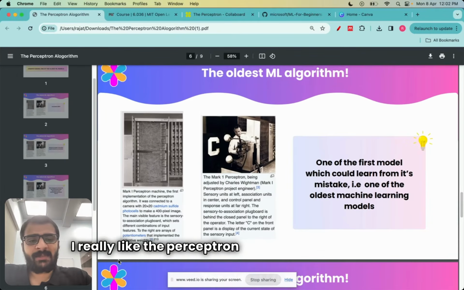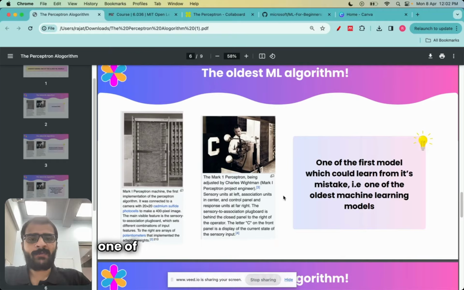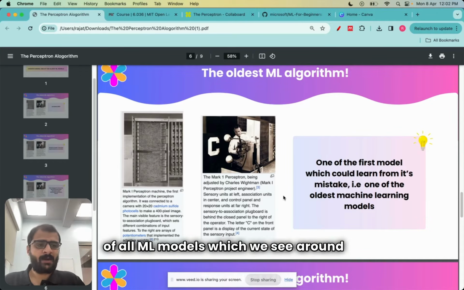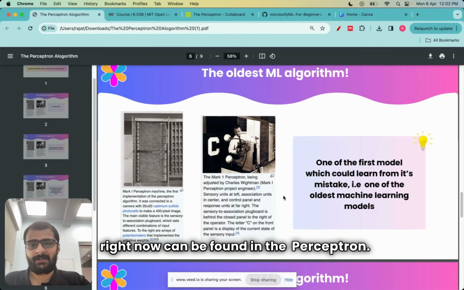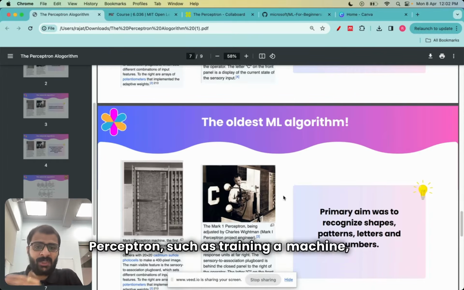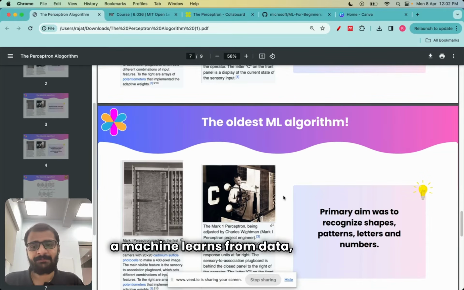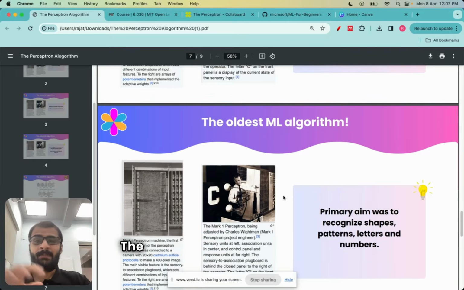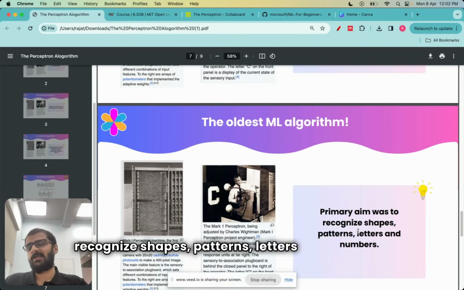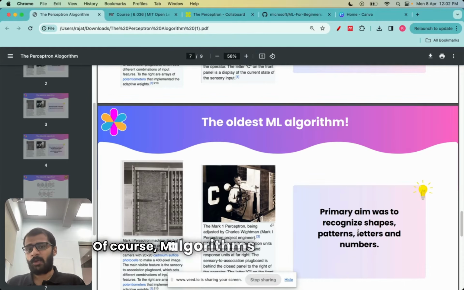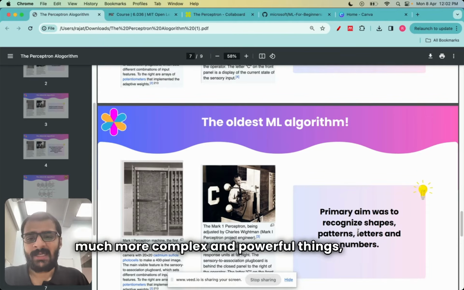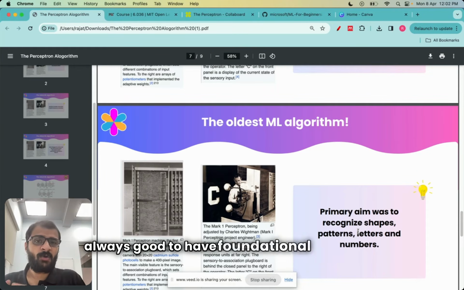I really like the perceptron algorithm because it is one of the oldest ML models, and the roots of all ML models which we see around us right now can be found in the perceptron. We can learn several things from the perceptron, such as training a machine, how a machine learns from data, etc. The primary aim of the perceptron when it was developed was to recognize shapes, patterns, letters, and numbers. Of course, ML algorithms now can do much more complex and powerful things, but it's always good to have foundational knowledge.